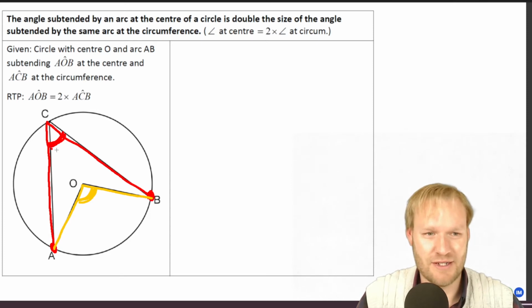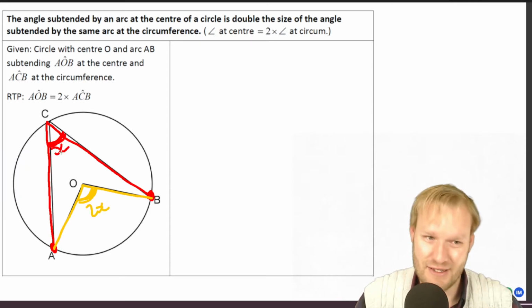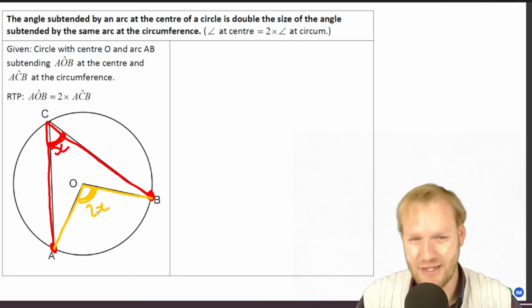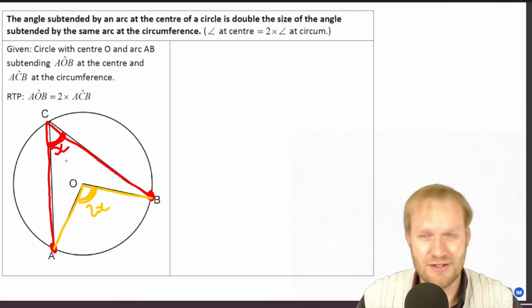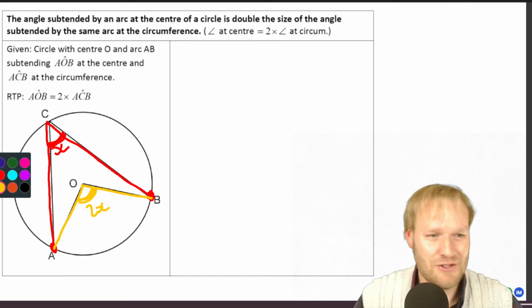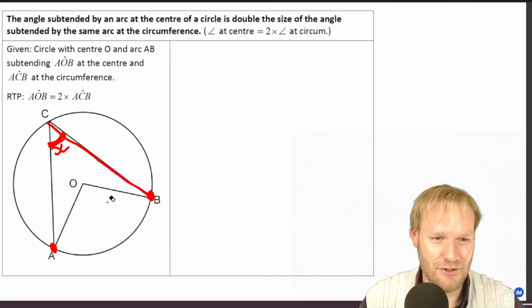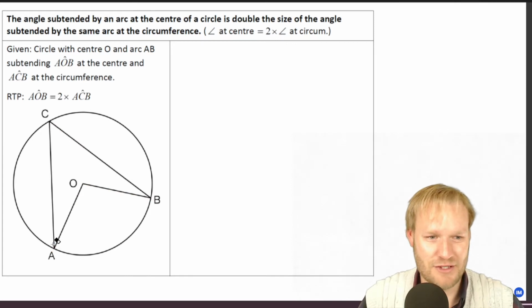What this theorem says is that if this is x, then this is 2x. So if that's 10, that's 20, right? If that's 100, that's 200. If that's 1,000, something's gone wrong. Okay, so there's our idea for this one. Let's remove all of that and see how we're going to prove this.